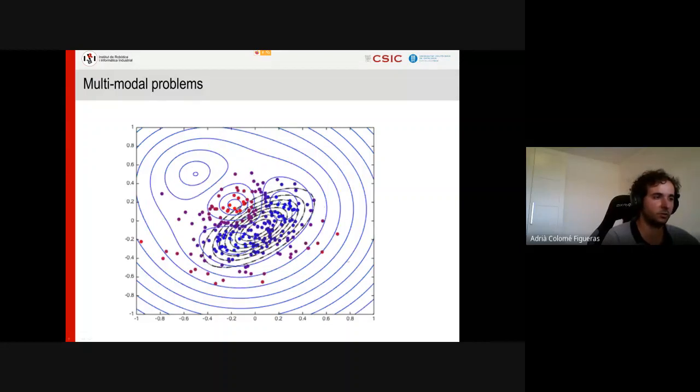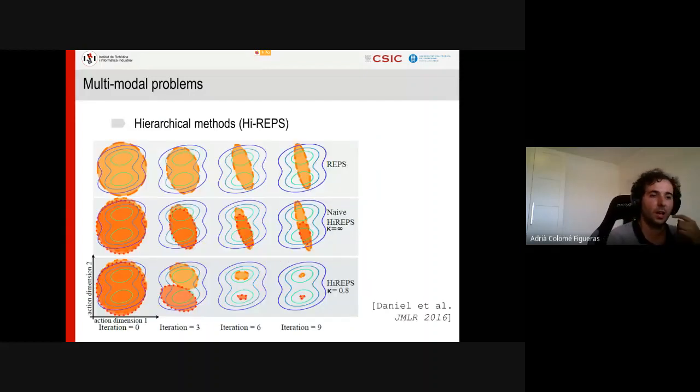And if we have this situation, a similar thing happens. So what can be done when we have multimodal problems? It's something that you have to identify, because it's a possibility that can happen and might severely affect the performance of your learning algorithms. One solution that was presented by Daniel et al. was to build a hierarchical method in which you have some option variables, and so you can generate new solutions based on a threshold parameter kappa. Depending on this parameter kappa, you are more greedy or less greedy in creating new solutions.